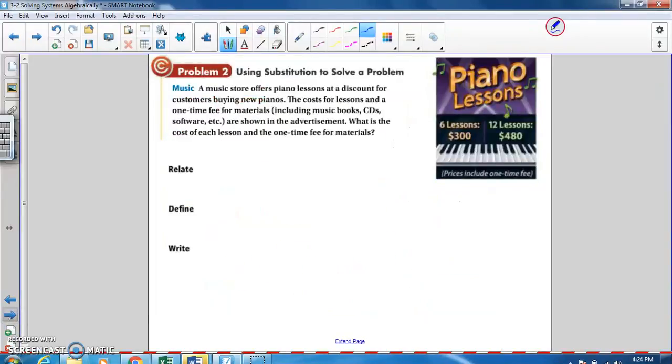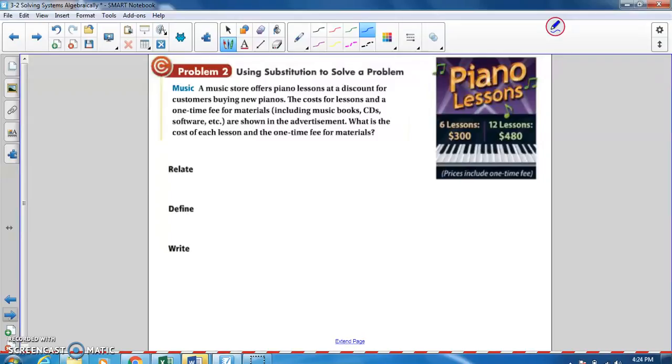So, problem 2, we are going to use substitution to solve a problem. A music store offers piano lessons at a discount for customers buying new pianos. The cost for lessons and a one-time fee for materials, including music books, CDs, software, etc., are shown in the advertisement. What is the cost of each lesson and the one-time fee for materials? So, we have 6 lessons is equal to $300. 12 lessons is equal to $480.